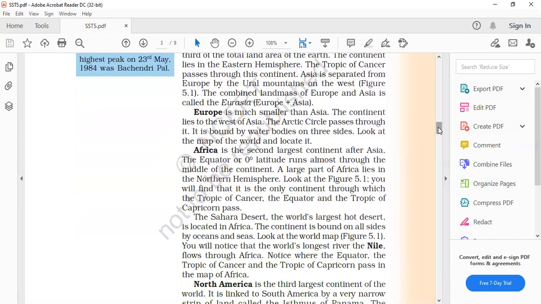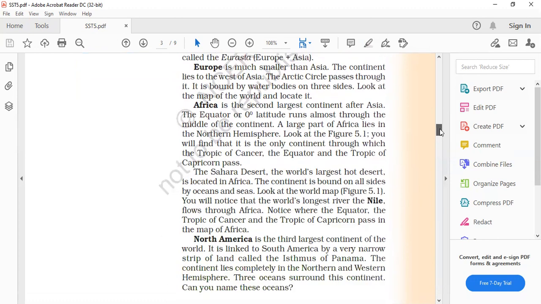All the possible things in this section: what is the world's longest river? The world's longest river is the Nile. Here is another big question: the world's longest river is the Nile, and where it starts, it flows through Africa. See the Tropic of Cancer and Tropic of Capricorn passing through the map of Africa. Each line of this section is very, very important.